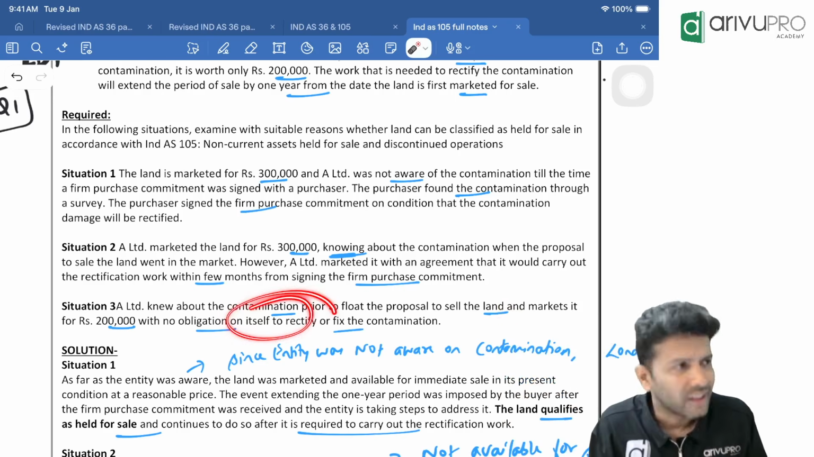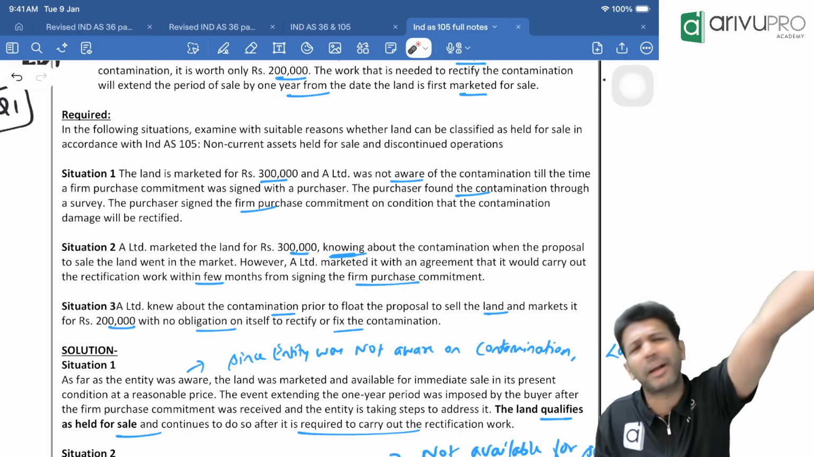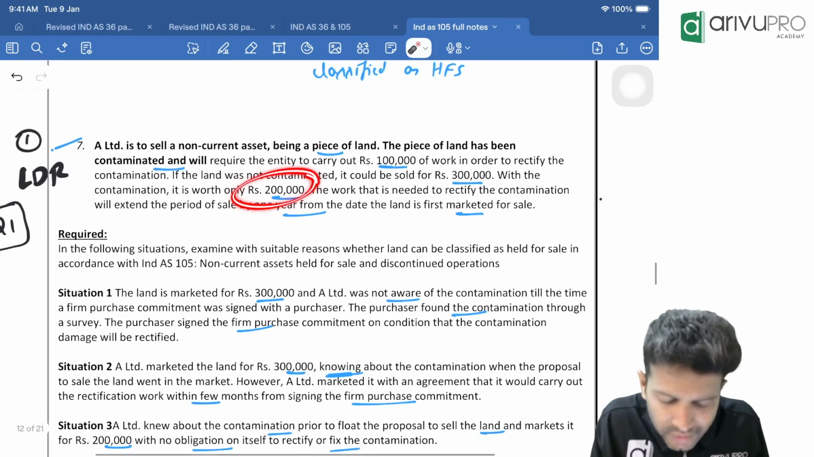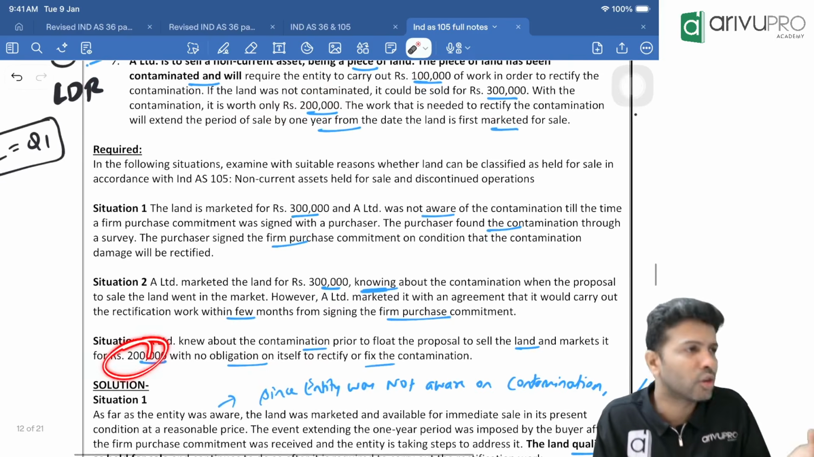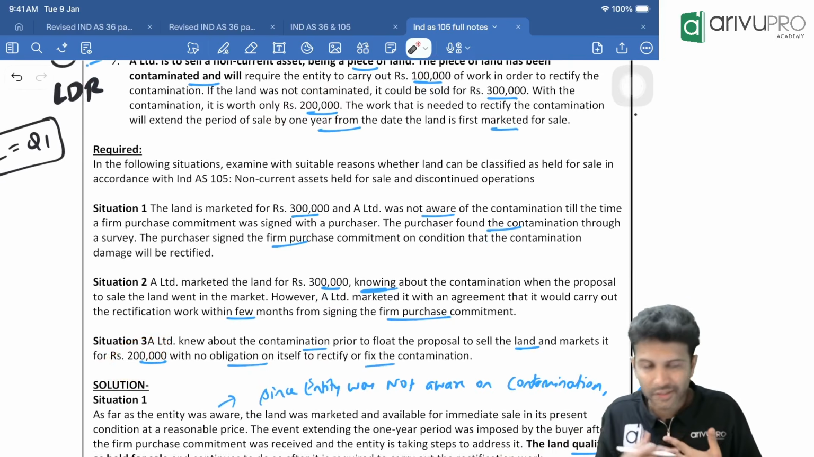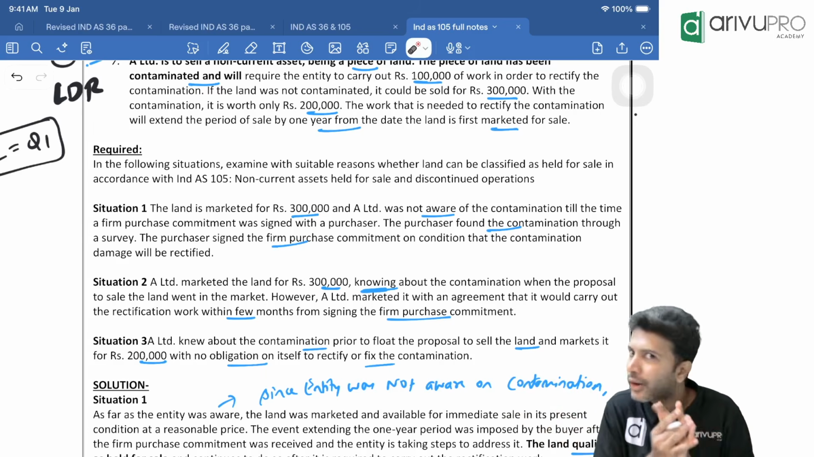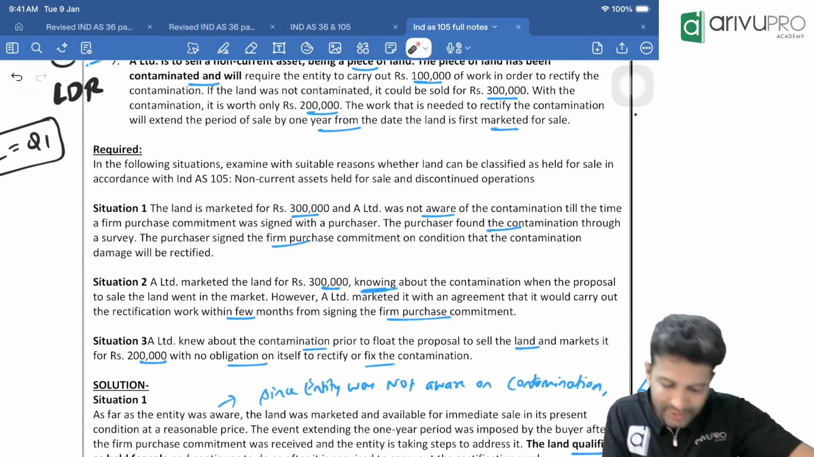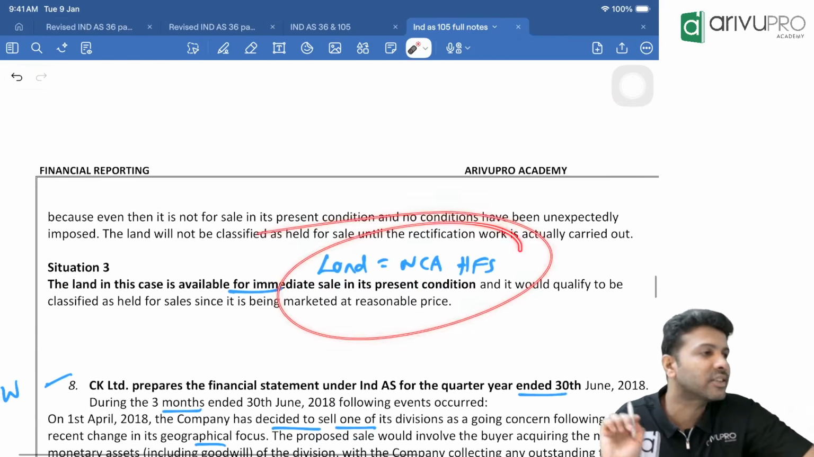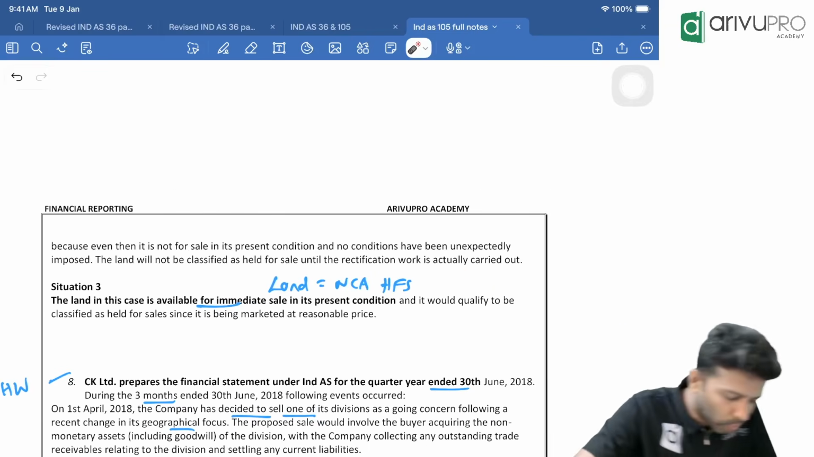Now you tell me, should we have to do the rectification? No, we have passed on that obligation entirely to the buyer. And with rectification, the fair value of the land is only 2 lakh. And we are marketing it also for 2 lakh. So now since we don't have to rectify, for A Limited, it is available for sale in the present condition. Because we don't have to rectify. Buyer will do that work. That means in the third situation, the condition is satisfied, so it will be classified as held for sale. That's all you need to write. One liner answer. Over. Question number 1, over.